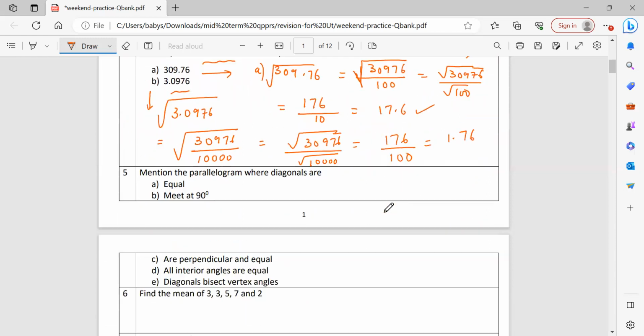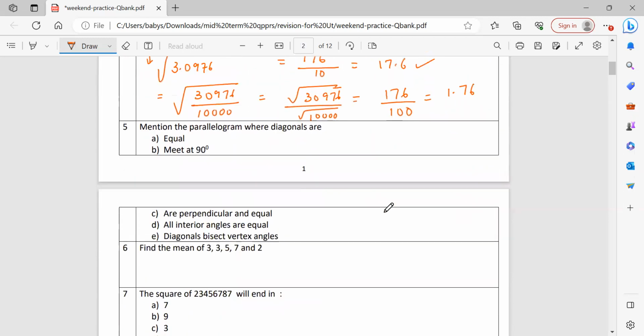Okay. Moving on. Mention the parallelogram where the diagonals are equal. So in which parallelogram are the diagonals equal? Not all parallelograms, that is rectangle. See, one thing is in all parallelograms, the diagonals bisect each other. But if you want specifically the parallelogram where the diagonals are equal, there are only two of them, which is rectangle and square.